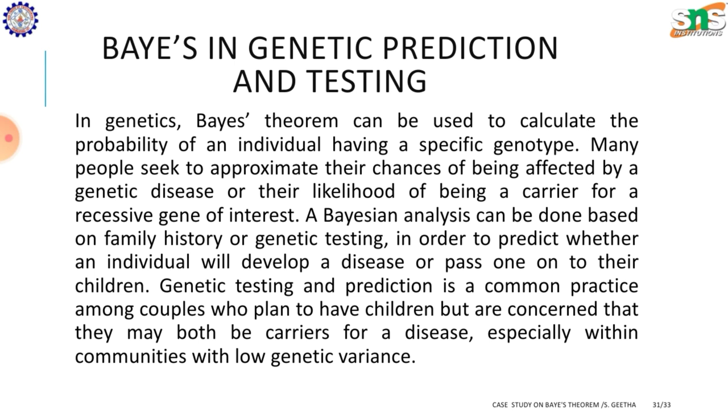Genetic testing and prediction is a common practice among couples who plan to have children but are concerned that they may both be carriers for a disease, especially within communities with low genetic variance.